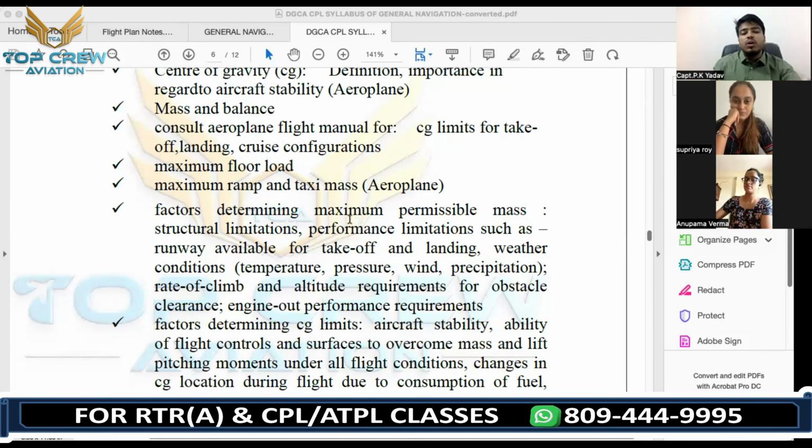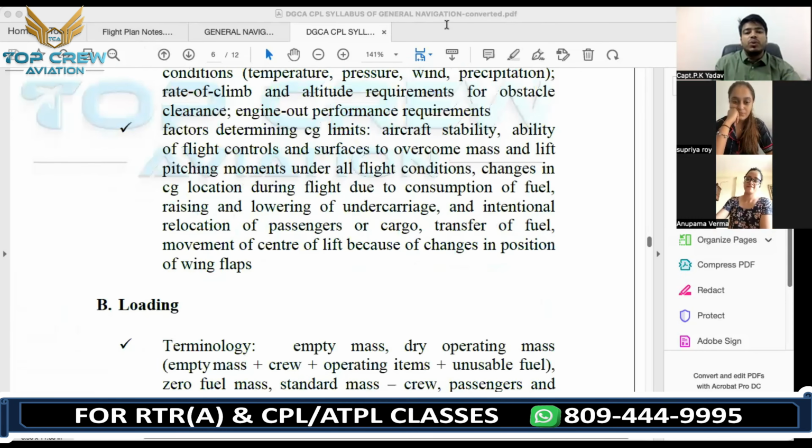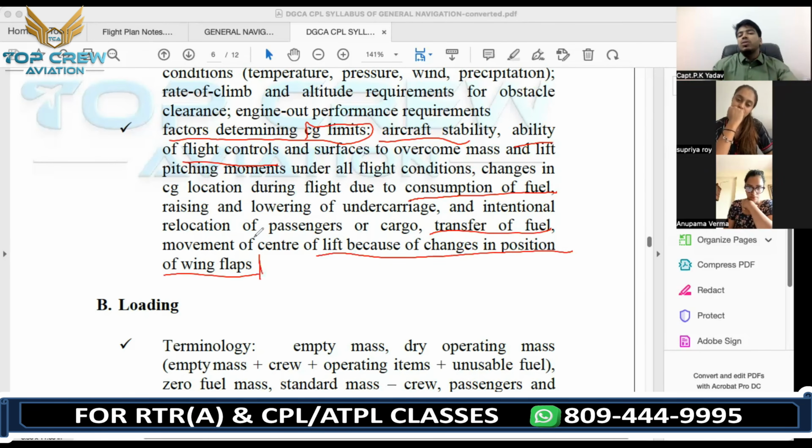As for the load, we are going to study what are CG limits, how do we define our aircraft stability, effectiveness of flight controls, all right, consumption of fuel, transfer of fuel, lift because of changing position of wing flaps. So many things we need to take care.